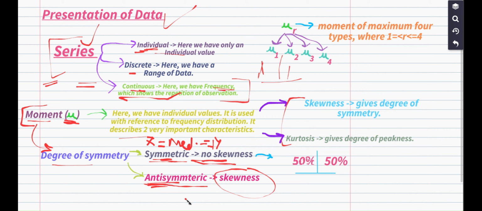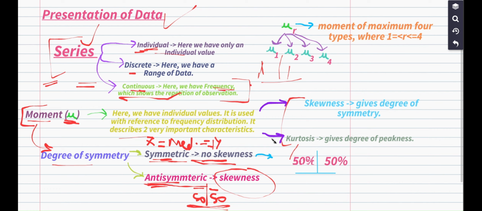When I say skewness, that is asymmetric, your graph is not symmetric at all, meaning the distribution of data cannot be 50 and 50, cannot be equal every time. It can be 75 and 25, or 80 and 20, but it is not equal. But when I say symmetric, that means no skewness, your data is divided into 50 and 50, so this graph is symmetric. That is all about the degree of symmetry.